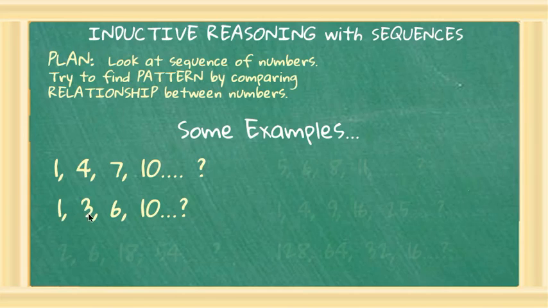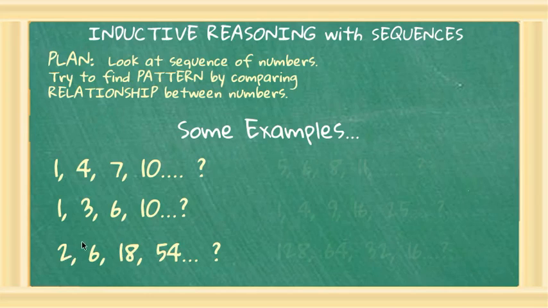All right, 1, 3, 6, 10. Well, it ends in 10 again, but am I adding 2? 3 times 2 is 6, but there's no multiplication working here, so I add 2, I add 3, I add 4. My guess would be we add 5 the next time and get 15. So we don't know for sure, but again, that's inductive reasoning, looking for these patterns.